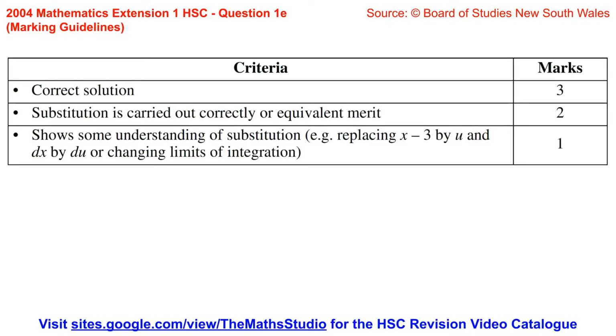The following are the marking guidelines for question 1e. For 1 mark, we have show some understanding of substitution, for example, replacing x minus 3 by u and dx by du, or changing the limits of integration. For 2 marks, we have substitution is carried out correctly or equivalent merit. And for 3 marks, we have correct solution.